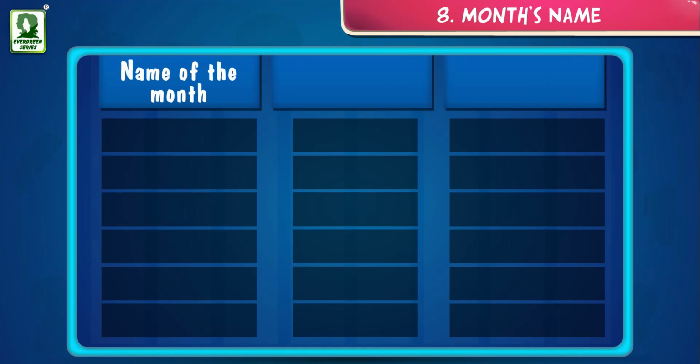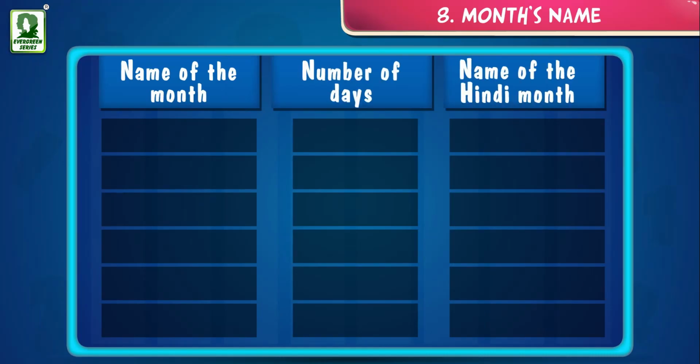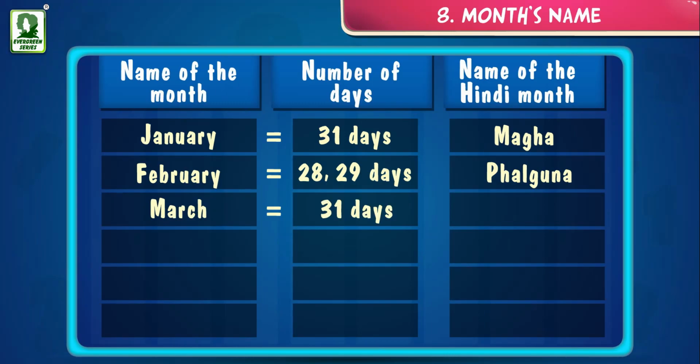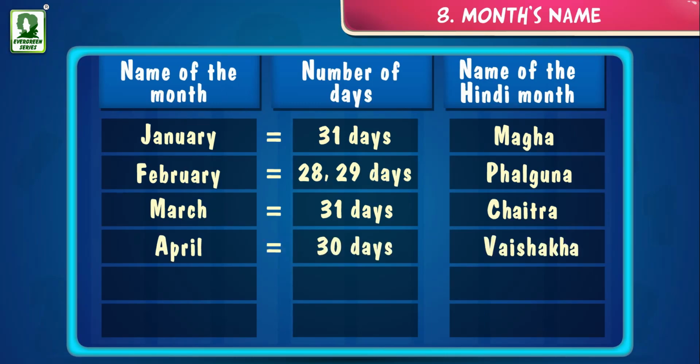Name of the month, number of days, name of the Hindi month. January has 31 days, and in Hindi it's known as Magh. February has 28 or 29 days, and in Hindi it's known as Falgun. March has 31 days, and it's known as Chaitra in Hindi. April has 30 days, and it is known as Vaishakh.